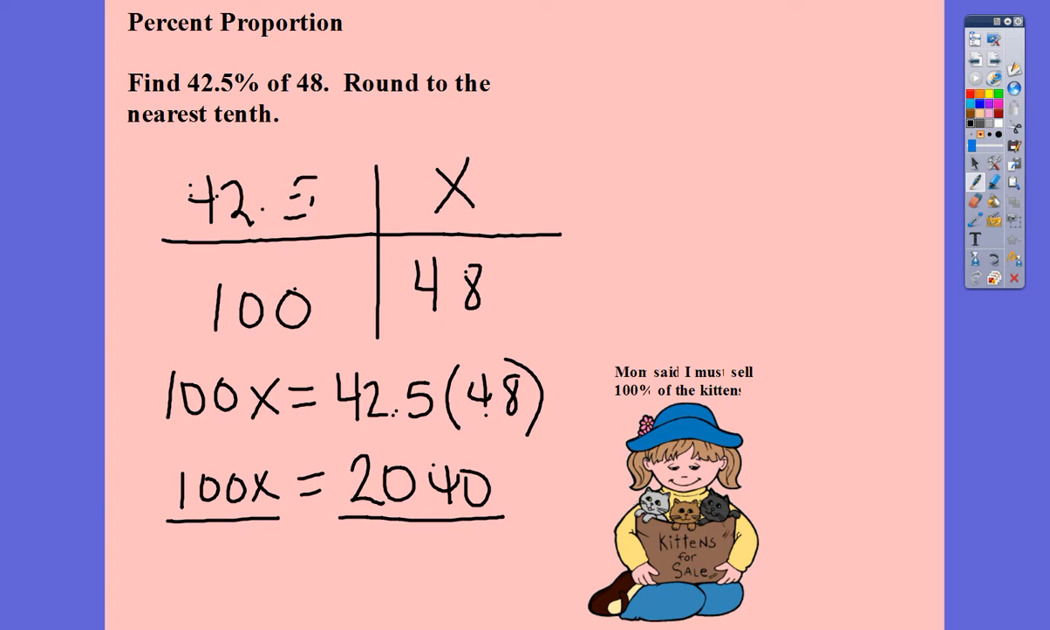And that's still equal to 100x. If I divide both sides by 100, and again, I've also explained to my students that multiplying and dividing by 100 simply moves a decimal. So now my kids know that zeros on the end cancel each other out, and the zeros right here simply mean that the decimal moves. So I get that x equals 20.4.